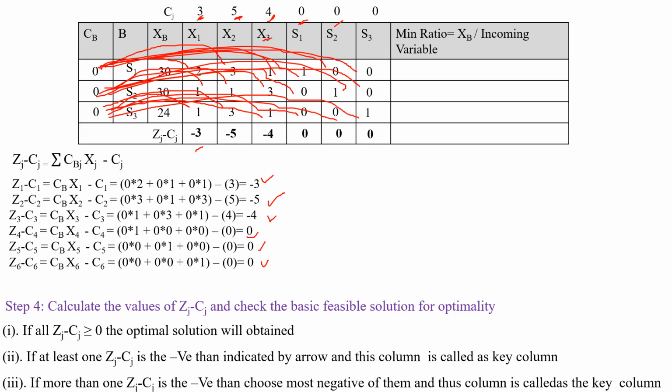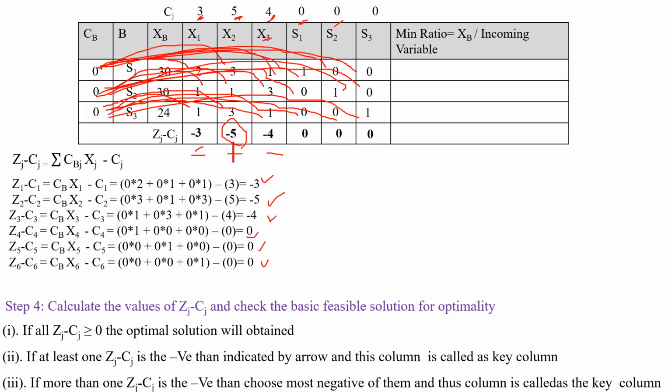So here observe the Zj minus Cj values are minus 3, minus 5, minus 4, 0, 0 and 0. All Zj minus Cj values are not greater than or equal to 0, so there is no optimal solution with these variables. Also, there is more than one negative value: minus 3, minus 5 and minus 4. In this condition I have to choose the most negative Zj minus Cj value. Here the most negative value is minus 5.